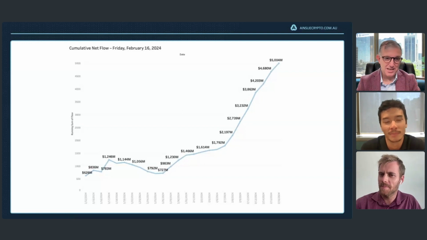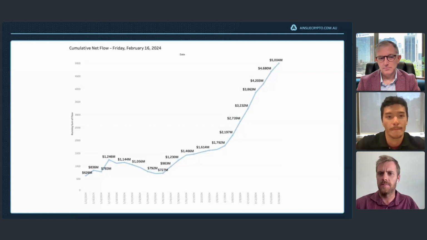Absolutely. Is this chart just the dollar value of that? Yeah, it's a couple of days out of date, but you've got 5,000 million, so we're up to $5 billion worth of net inflows in terms of dollars. The previous chart was Bitcoin, this is now in dollars. Yeah, right.